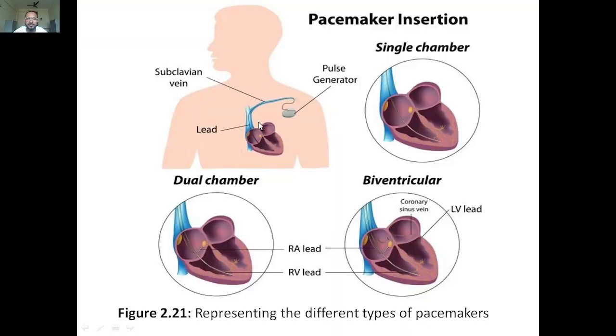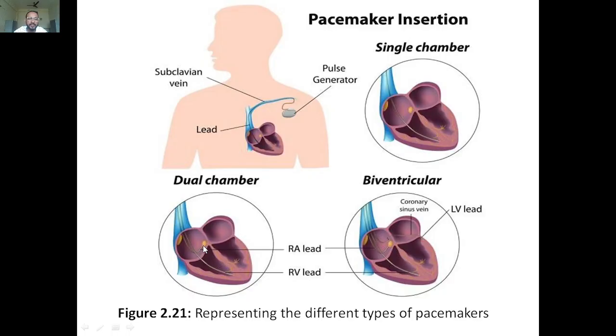Now in the heart, how is it done? That depends on the three ways. First one is single chamber. Single chamber means either it has to be the right atrium or the right ventricle. You can see here it is the right ventricle, it has been kept in only one chamber here. That's why it is called single chamber.